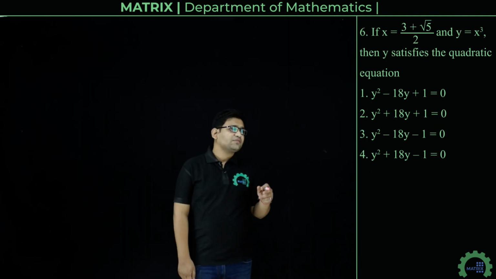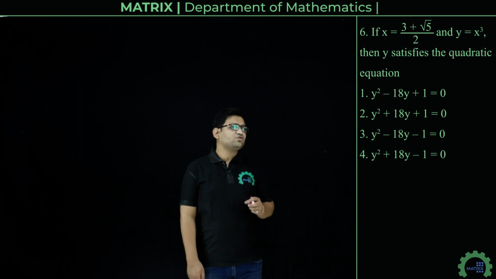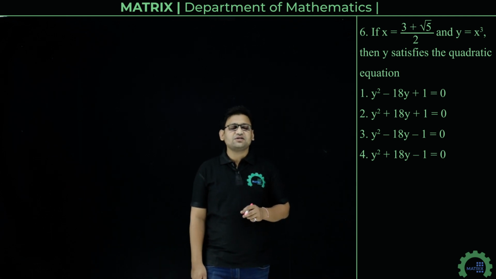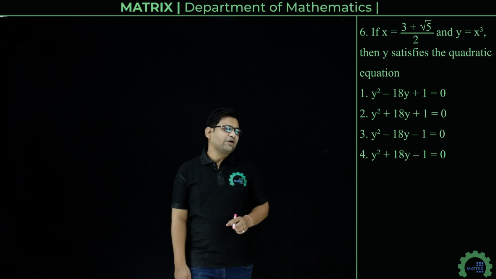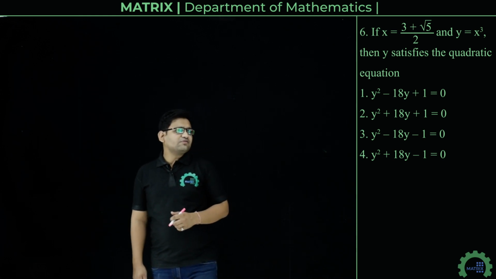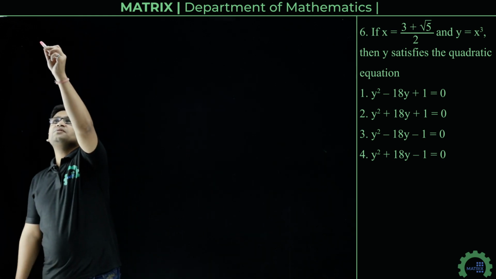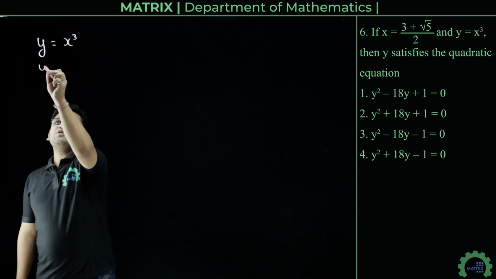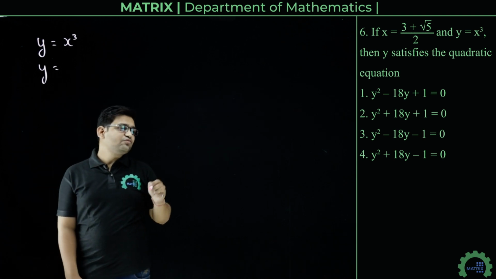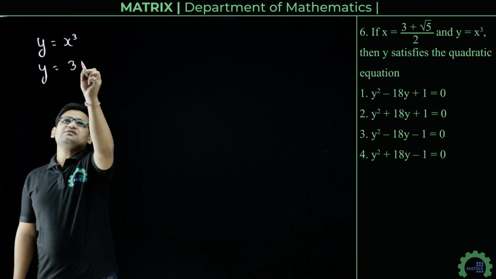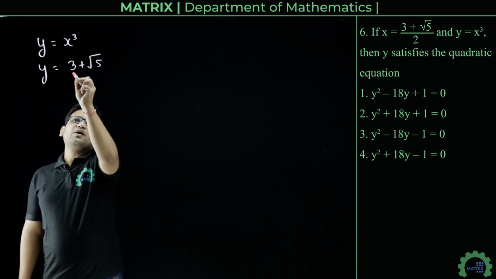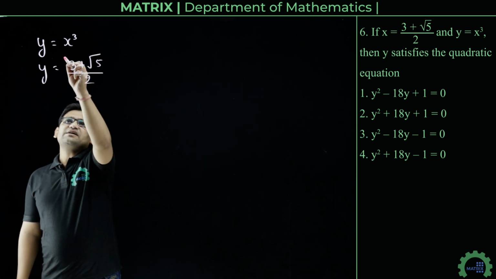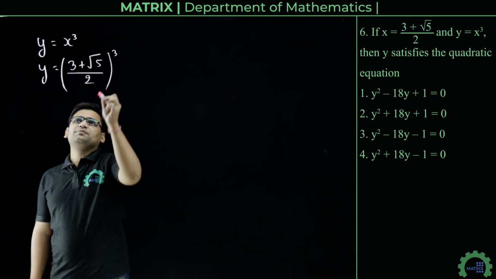Next question is, if x equals 3 plus root 5 upon 2 and y equals x cube, then y satisfies which quadratic equation. So we have to solve this. y equals x cube is given, and the value of x is 3 plus root 5 upon 2, and y is x cube, so whole cube.